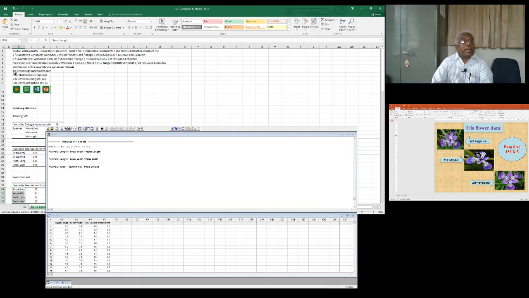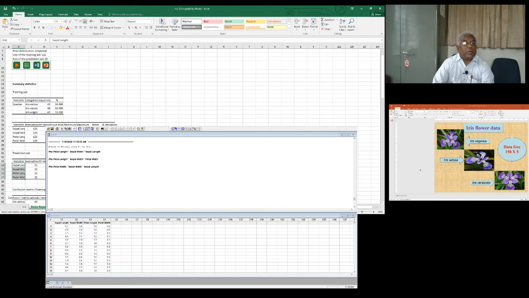How to break ties? It's a random one. Prior distribution is empirical one. Size of the training data set is 125, size of the prediction data set is 25. Now see here, summary is given. It's about the percentage of data. I will not go into that detail.